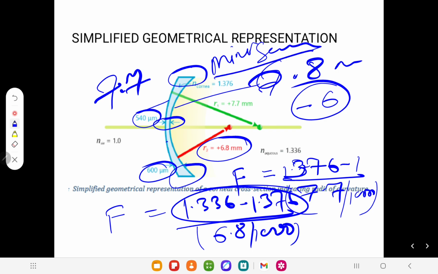I want to ask you one question: is it possible to have a meniscus shape with a thin center and this lens is plus? Is it possible? Not at all. You cannot see this type of lens. Whenever you are talking about a lens with a thin center, thick periphery, with meniscus shape, it must be a negative lens.